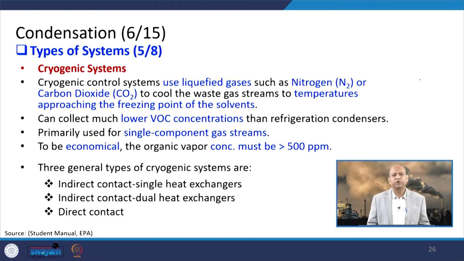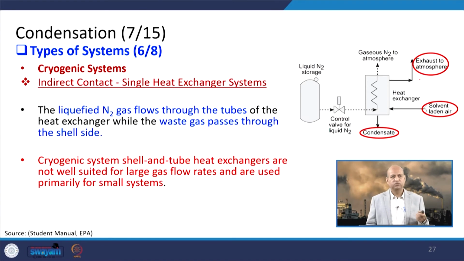Then there are three general types of cryogenic systems: indirect contact single heat exchanger, indirect contact dual heat exchanger, and the third one is direct contact. We can see the indirect contact single heat exchanger in this system, where there is liquid nitrogen storage and a control valve, so that you can control the flow rate of the liquid nitrogen. Then it passes through this system, with gaseous nitrogen going to the atmosphere, and the solvent laden air goes to this unit.